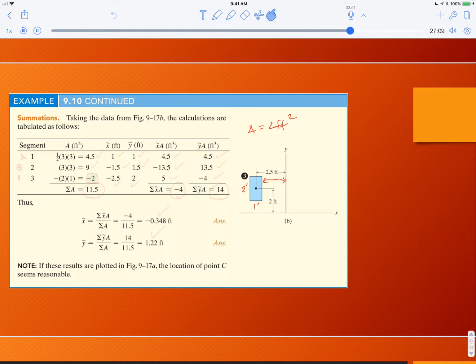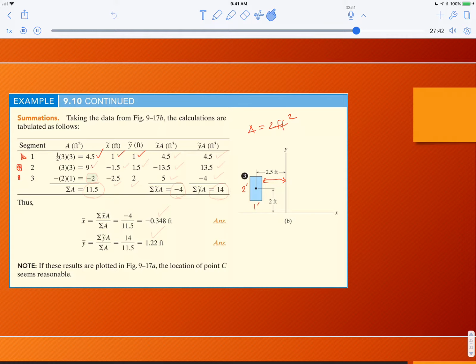Okay, I am not going to call these shapes names like Sasquatch and whatever, but I still think just 1, 2, and 3 is not very clear, so I'm going to actually just sketch that. That's going to be the triangle, that's going to be the big square, and number 3 is the small rectangle that we're subtracting out. The triangle we got earlier had an area of 4.5 feet squared and 1 foot and 1 foot for x bar and y bar.